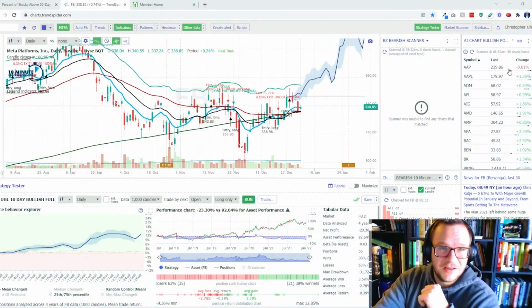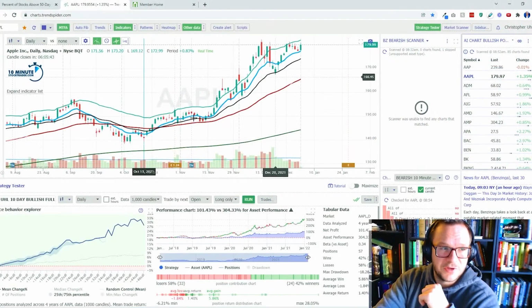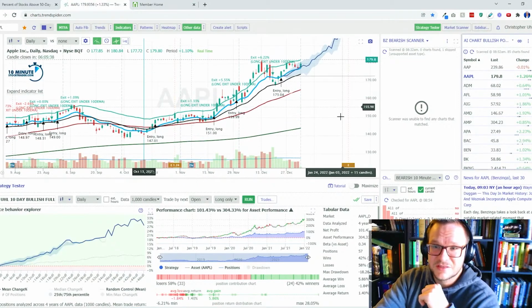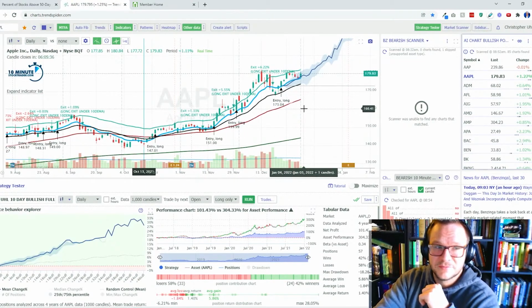But if you're in the trend, like let's pick up Apple here, if you're in the trend, you can give up 40 cents because it's going awesome. It's going to go the way you expect it to.